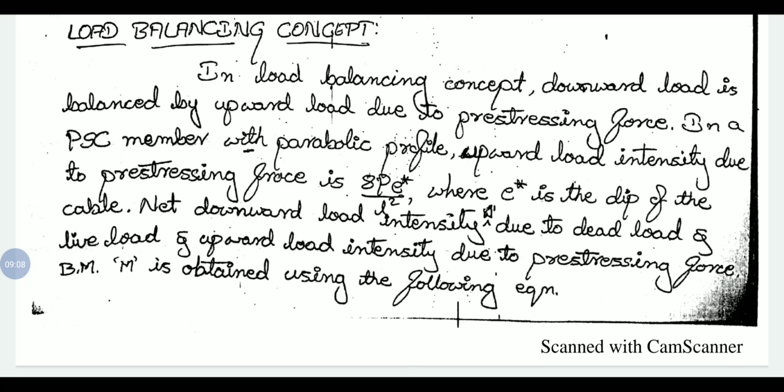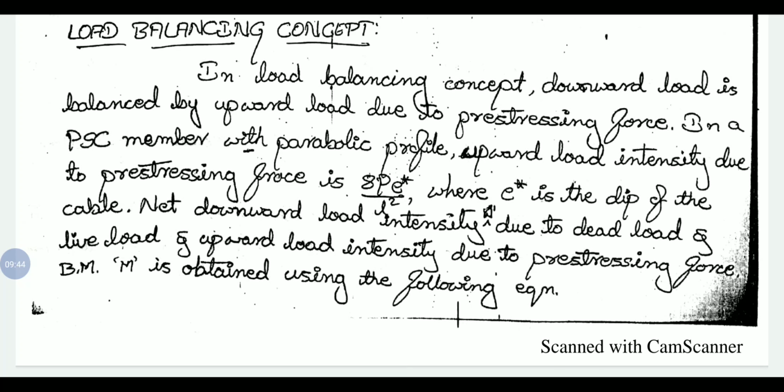So pre-stressing force is acting in the upward direction, and dead load and live loads are acting in the downward direction. For example, if we are applying a pre-stressing force of 100 kilonewtons, that 100 kilonewton is acting in the upward direction, then we gradually apply the dead load and live load. If the total dead load and live load is about 150 kilonewton, then we need to balance pre-stressing force and dead load and live load. So here 100 kilonewton will be the pre-stressing force and 150 kilonewton will be the dead load and live load.